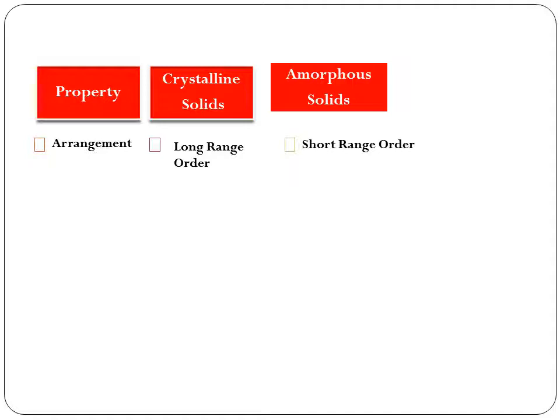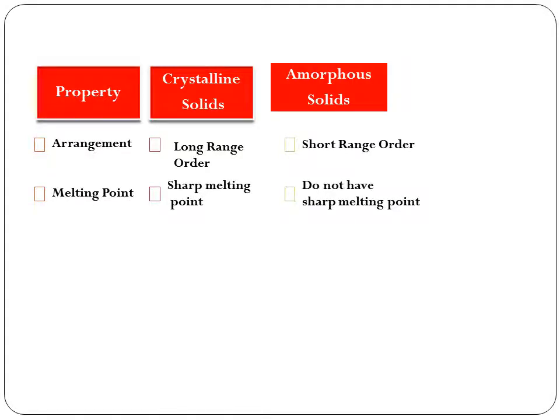Short range order in the sense, the systematic arrangement is not throughout the crystal, only for a very short distance. Okay, this is one of the points. Arrangement in the case of crystalline solids, long range order. In the case of amorphous solids, short range order. Okay, so next what we can understand, melting point.